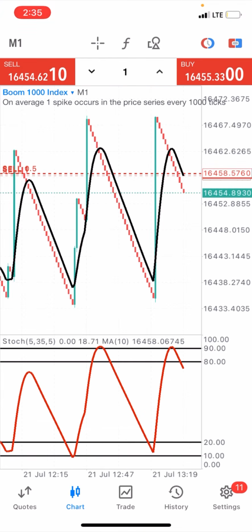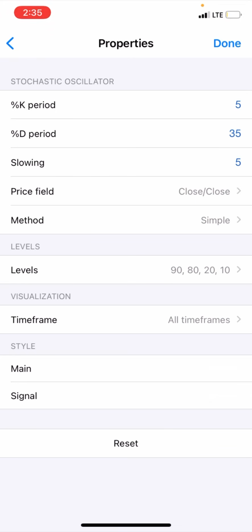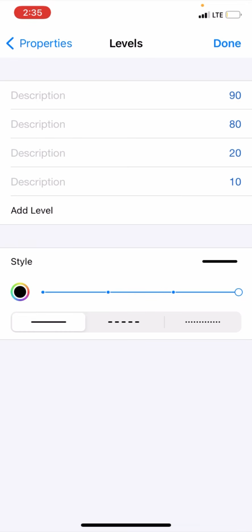Okay, so the next one I want to be adding is the stochastic oscillator, K period of 5, D period of 35, slowing 5, price field you leave it at close. Method should be simple, please. Levels, I just need level 90, 80, 20 and 10 on this one, right? Level 90, 80, 20 and 10.